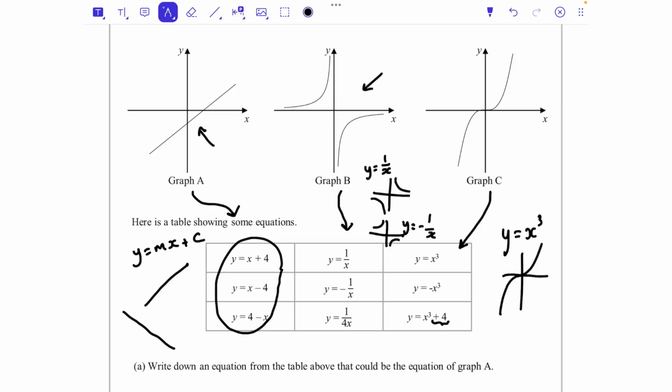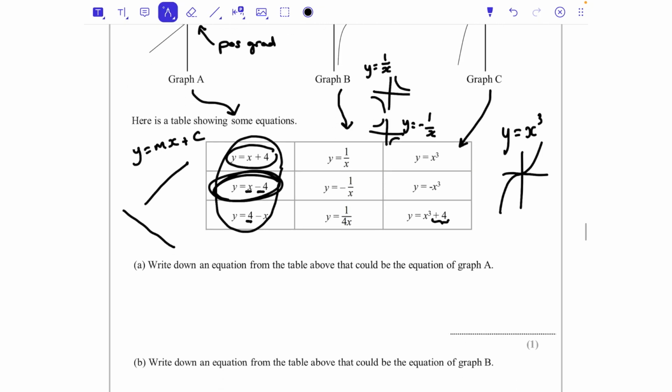We know that A has a positive gradient, and we know that it crosses the y-axis in the negative. So this first one has a positive gradient, but it would cross at plus 4. So that's no good. The next one has a positive gradient and crosses at minus 4. And the next one has a positive y-intercept of 4 and a negative gradient. So the second option, that is the one we're going to pick, y equals x minus 4.